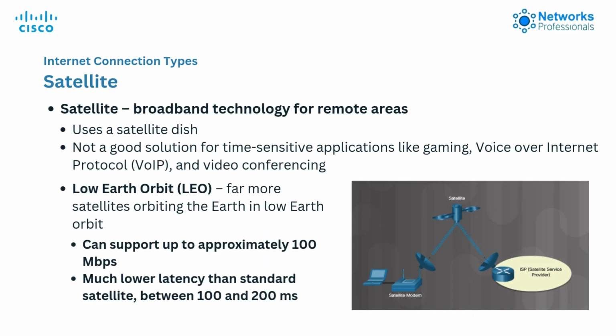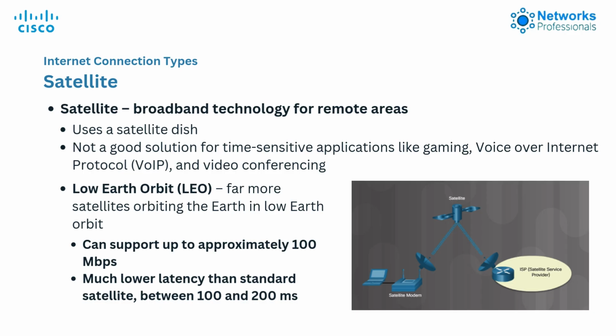Internet connection types. Satellite. Satellite internet is a broadband solution designed mainly for remote or rural areas where other internet options are limited or unavailable. It uses a satellite dish to send and receive data to and from satellites orbiting Earth. However, it is not ideal for time-sensitive tasks such as online gaming, VoIP calls, or video conferencing due to higher latency.